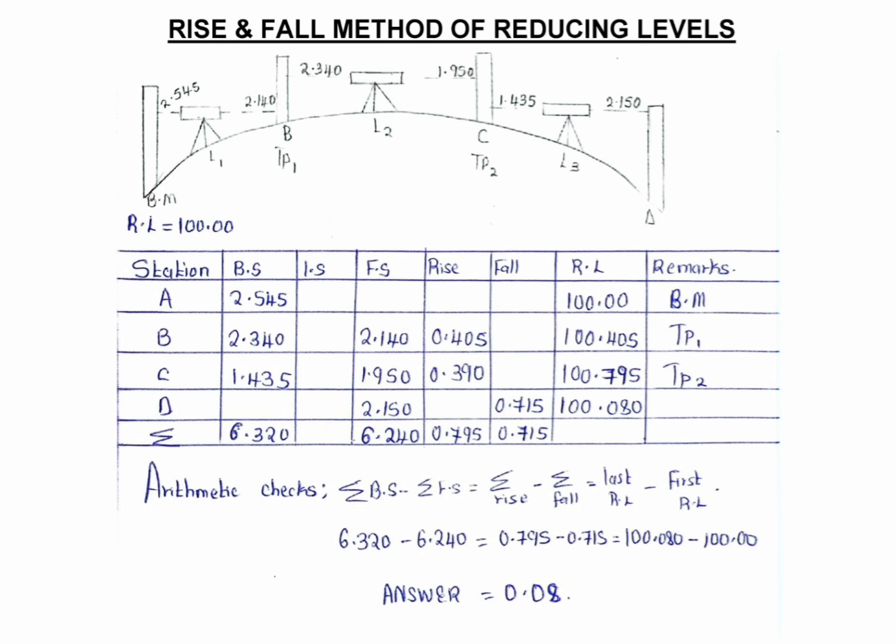To know whether the rise and fall method is correct, or whether you have gotten the correct reduced levels, you do a check. There is an arithmetic check whereby you take the summation of backsight. You add all the backsights, all the foresights, all the rises, all the falls, and you take the last reduced level and the first reduced level. The summation of backsight was 6.320 when you add all of them.